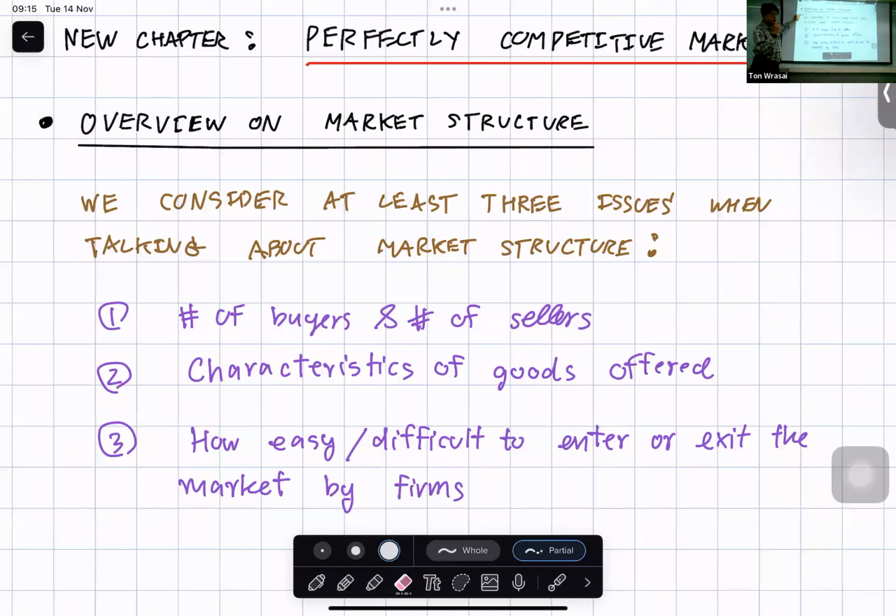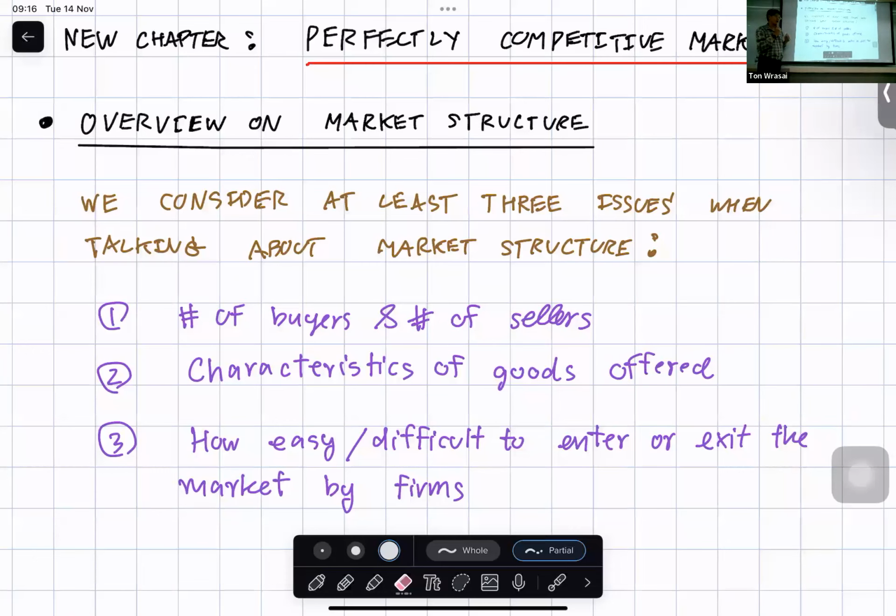Lecture number 13, market structure. We start with a type of market, the so-called perfectly competitive market, ตลาดแข่งขันสมบูรณ์. So when we talk about market structure, โครงสร้างตลาด, at least we take a look at three issues.